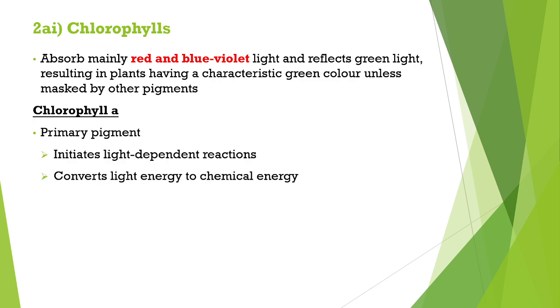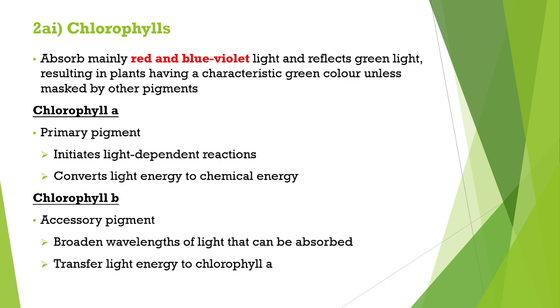There are two types of chlorophyll. Chlorophyll A is known as the primary pigment, because they are the ones that will initiate the light-dependent reactions. They're the ones that will take in the light energy and use it to excite electrons, which will then drive the light-dependent reactions, converting the light energy to chemical energy. Again, the process we'll learn in a later lesson and later video. They are the primary pigments because chlorophyll A's are the ones that convert the light energy into chemical energy through the light-dependent reactions.